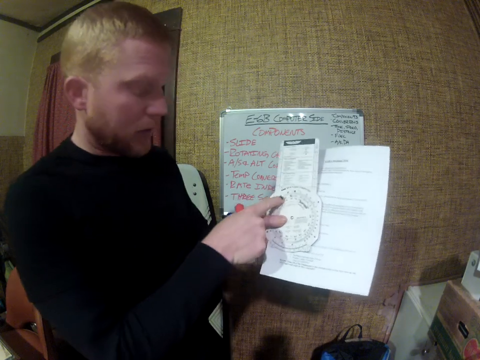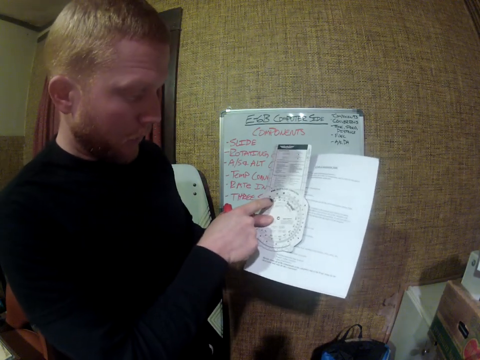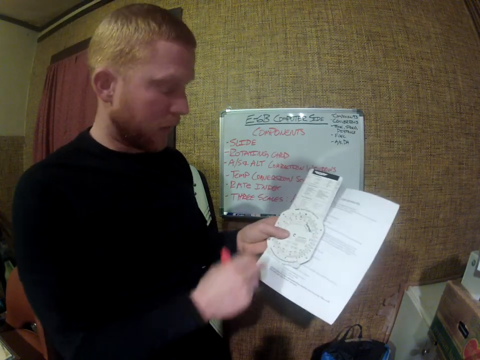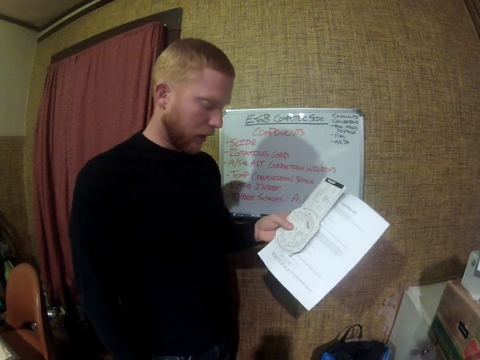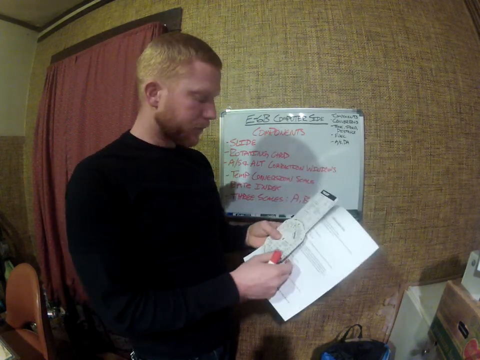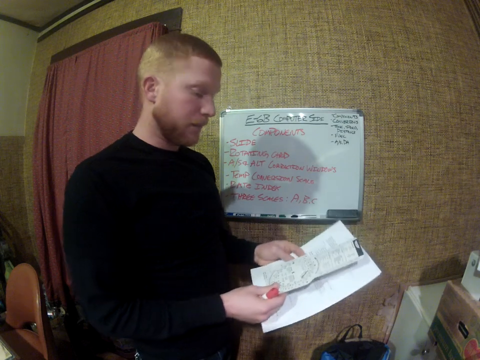So if you look at the B scale here, 90, right below it is 1 hour 30 minutes. So 90 minutes equals 1 hour and 30 minutes. And it's like that all the way around.